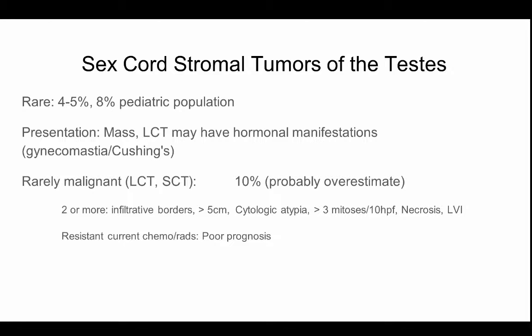When they are malignant, there are good histologic classification schemes for predicting malignant potential, which are the same histologic features we look at in any tumor: infiltrative borders, big size, cytologic atypia, high mitotic rate, necrosis, or lymphovascular invasion. And if they do develop metastasis, they behave extremely poorly because they do not respond to any of the chemotherapies or radiation regimens.